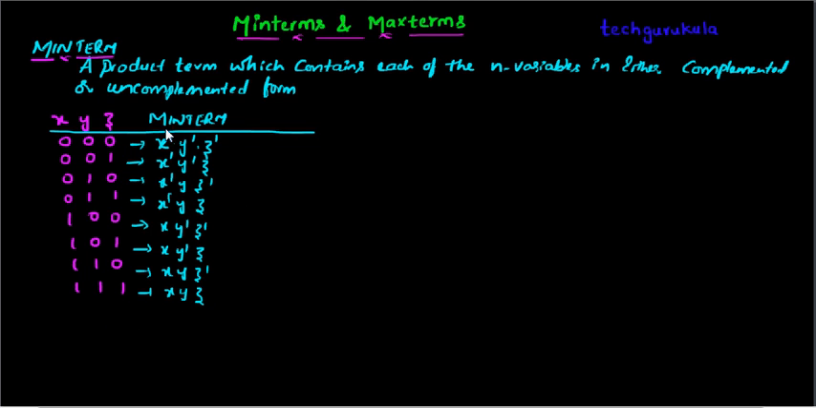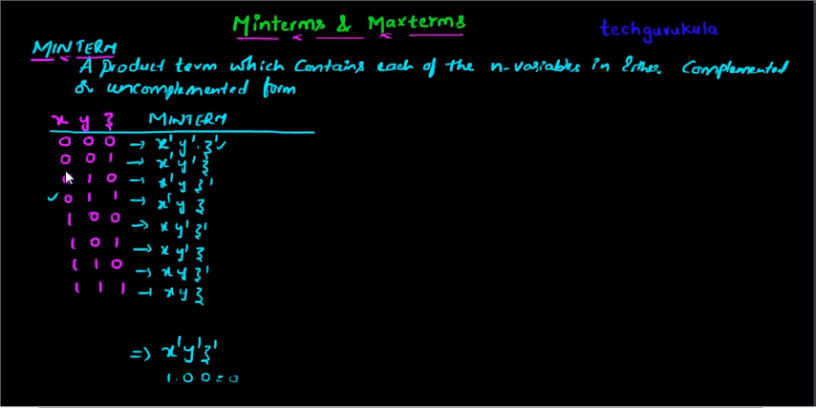So what is the basic idea behind writing it like this? Is there any use? Let us see, take the first one, x bar, y bar, z bar. If you substitute any other combination, suppose 0 1 1, x is 0, so x complement is 1, but y is 1 so y complement is 0, and z is 1 so z complement is 0. So we'll have 0 as the resultant.